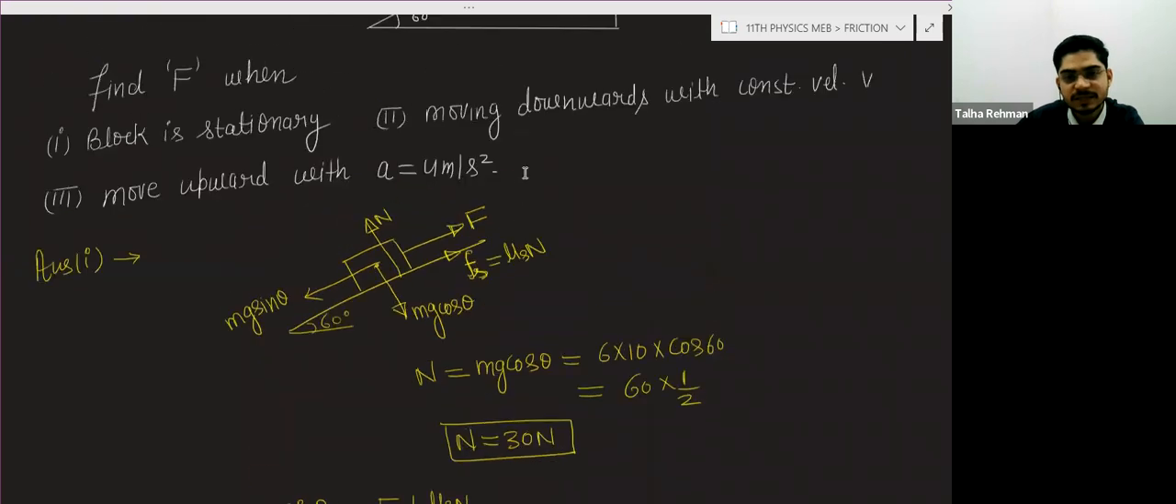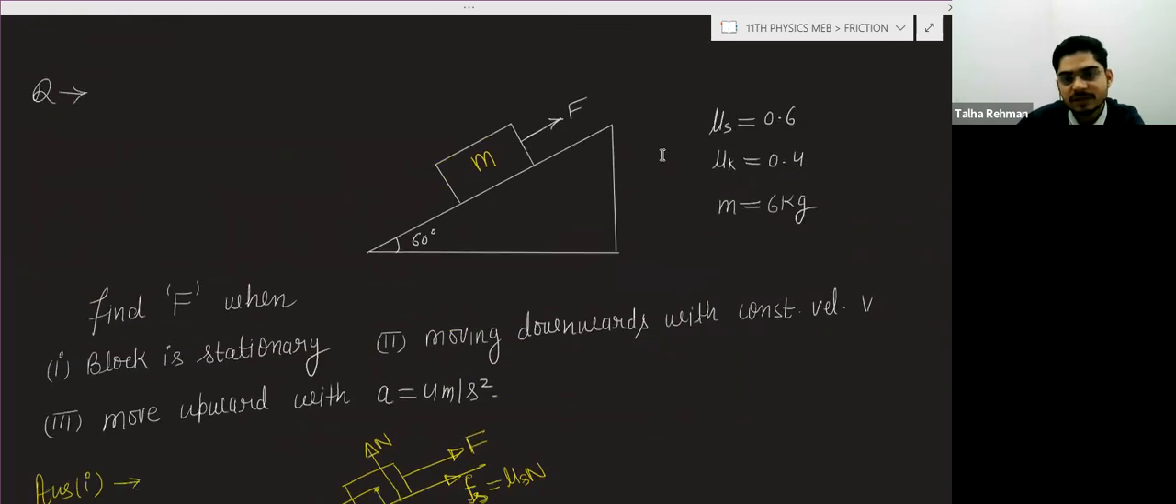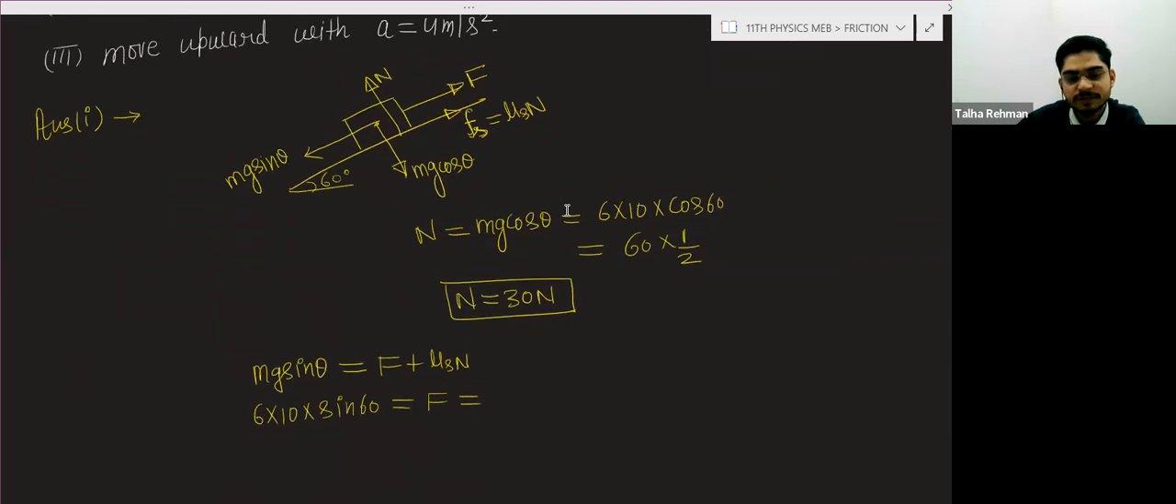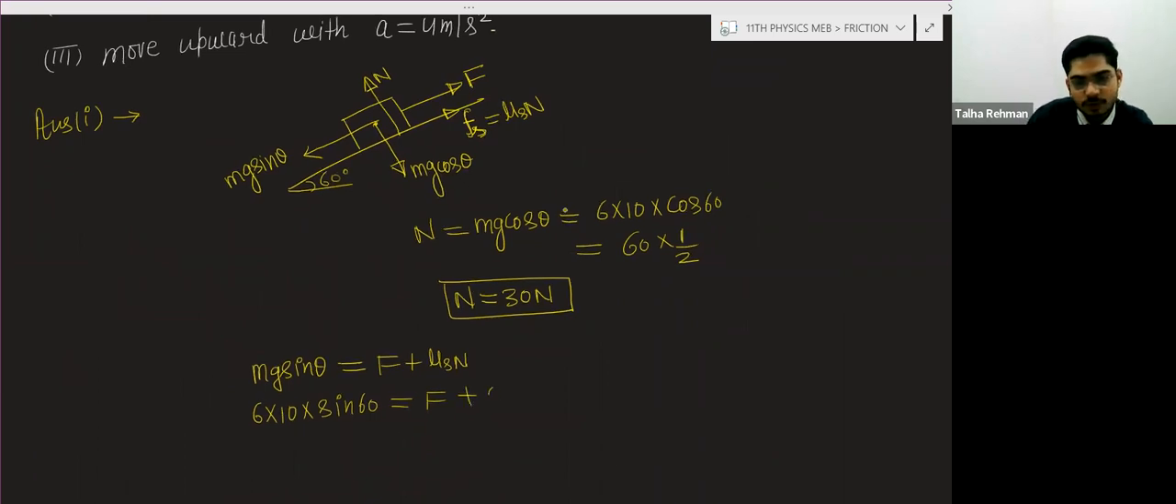What is mu s? See here, mu s is 0.6. So this is plus 0.6. What is the normal reaction? 30 Newton. Now we can solve it. F is equal to 60 times root 3 by 2, so this will become 30 root 3 minus 18. So the answer will be 33.6 Newton.